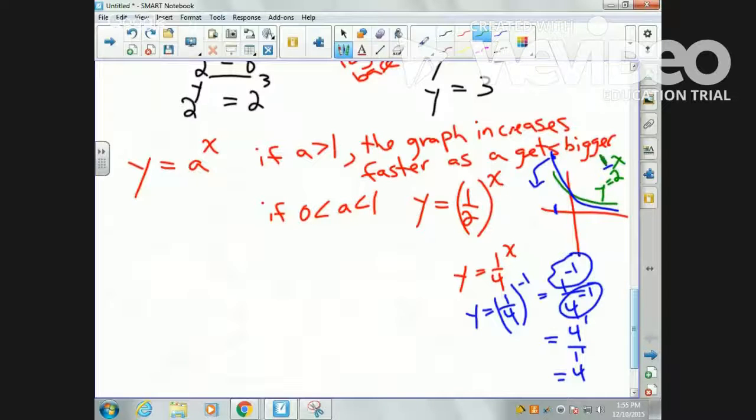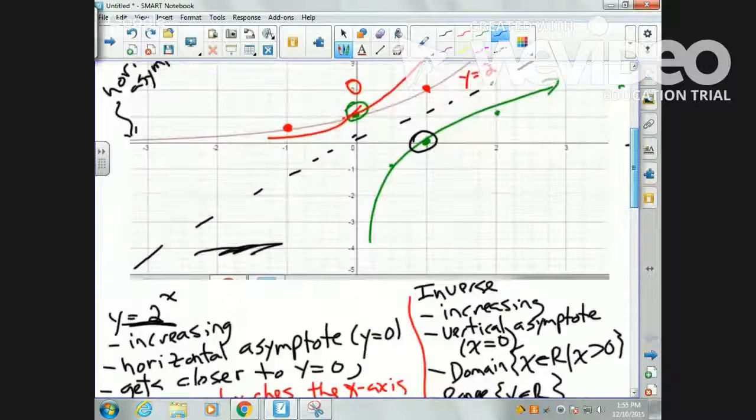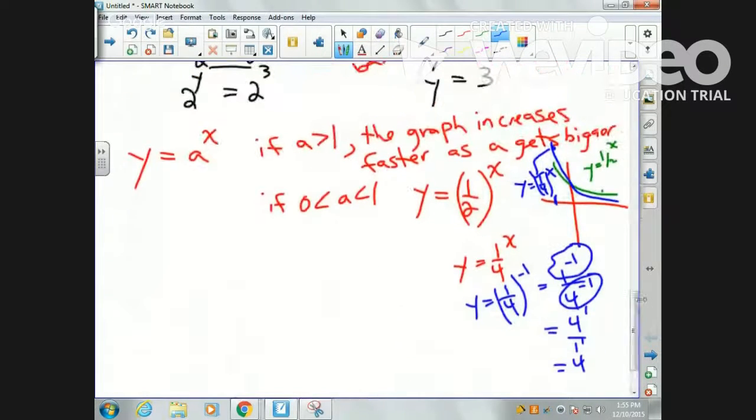Thanks for asking, Jenna. Let's try that again. This is y equals 1/2 to the x. And this blue one here is y equals 1/4 to the x. Whoa. So it's steeper over here, and you get this. It's the same sort of thing that we saw with the other one.